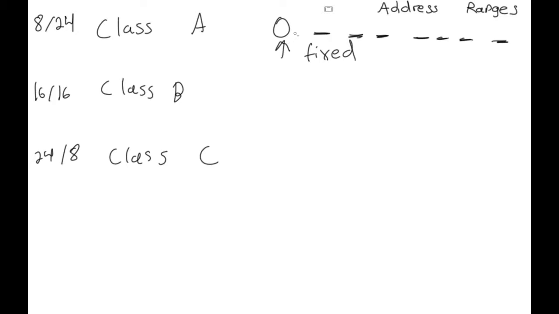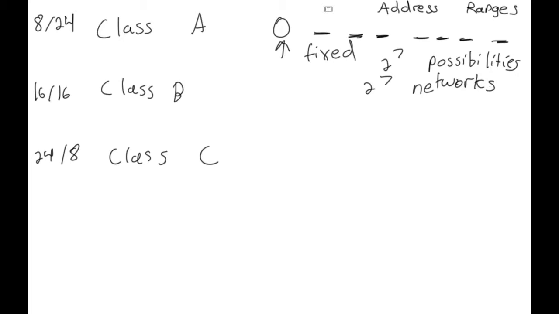So in this case, 0 is fixed. So what does that mean about Class A? For that first number in an IP address, how many options do you have here? Well, you have 2 to the 7th, because you have 1 here that could be two values, times 2, times 2, times 2, 7 times. So that means there's 2 to the 7th possibilities. That means there's 2 to the 7th networks.